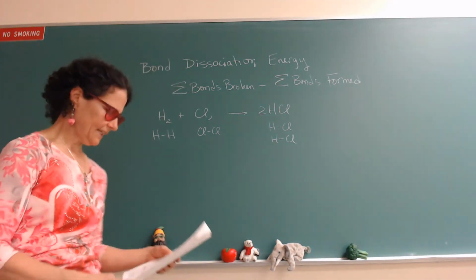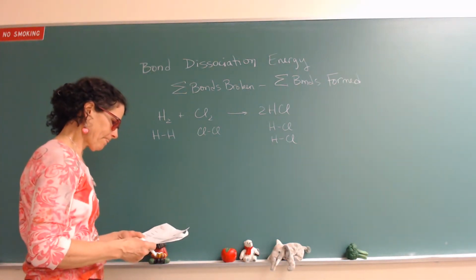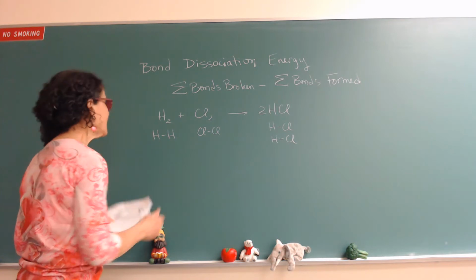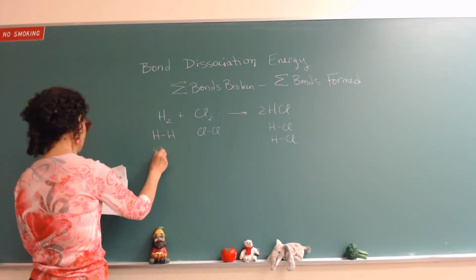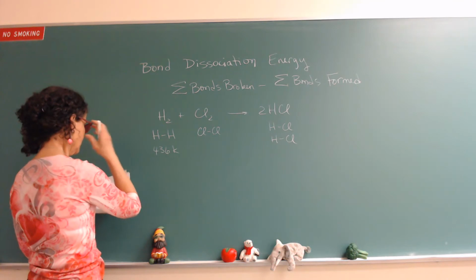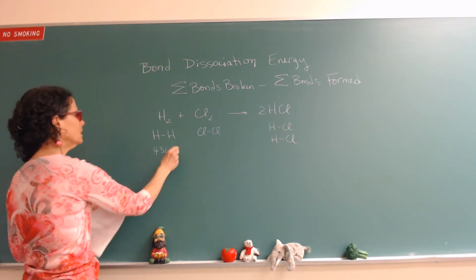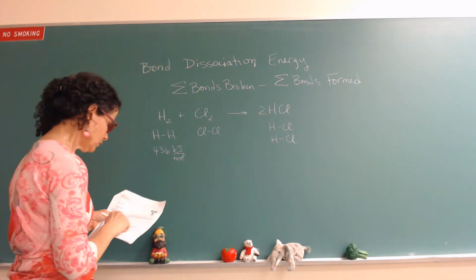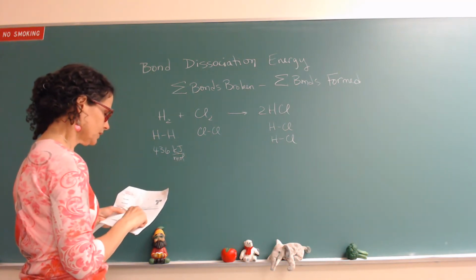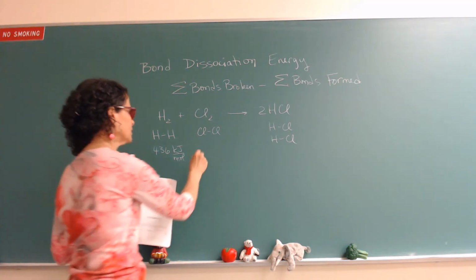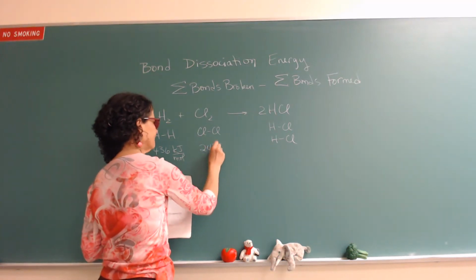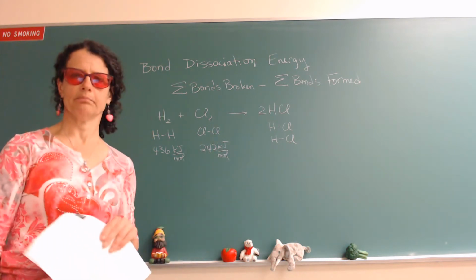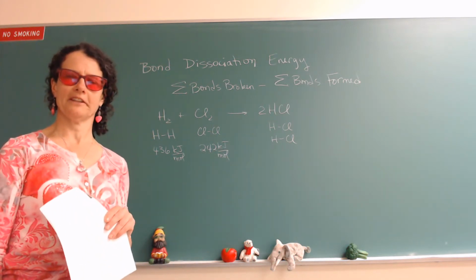So we're going to look at these and find the numbers. So hydrogen, hydrogen is 436 kilojoules per mole, which means per bond. A chlorine-chlorine bond, so you'd find chlorine and where chlorine meets, is 242 kilojoules per mole. Oh, this is showing up much better, isn't it, than the colored markers.